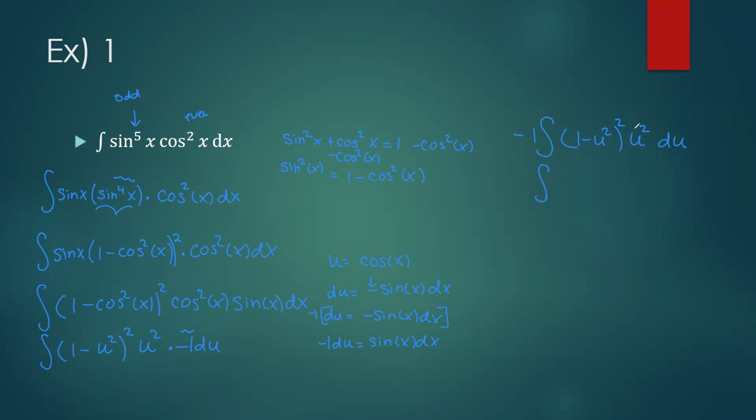And then what I'm going to do next is FOIL out the 1 minus u squared. I'm going to FOIL this part right here. So when you FOIL out 1 minus u squared, you get 1 minus 2u squared plus u squared, so that's like u to the 4th. And then bring down the u squared, du.